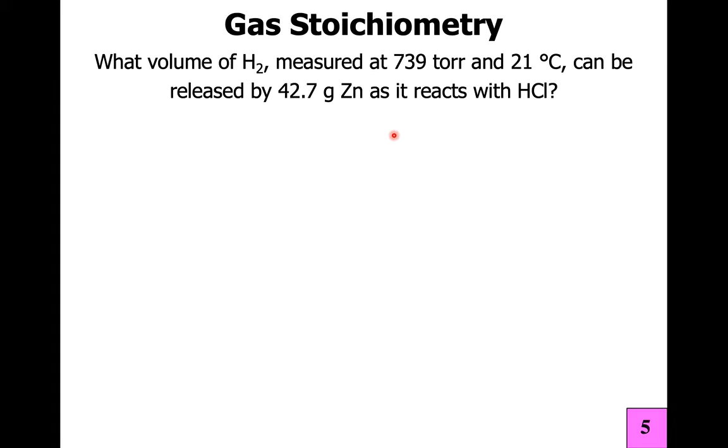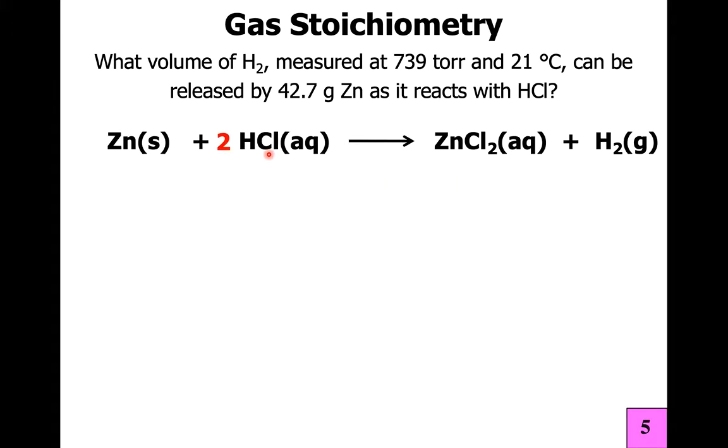All right, another type of gas stoichiometry problem. What volume of H2 measured under these conditions can be released when 42.7 grams of zinc reacts with HCl? So this is a chemical reaction. We need a balanced chemical equation. Most importantly, we need ultimately to know that the relationship is 1 zinc to 2 HCl's. But it's good to go ahead and write the whole balanced chemical equation.